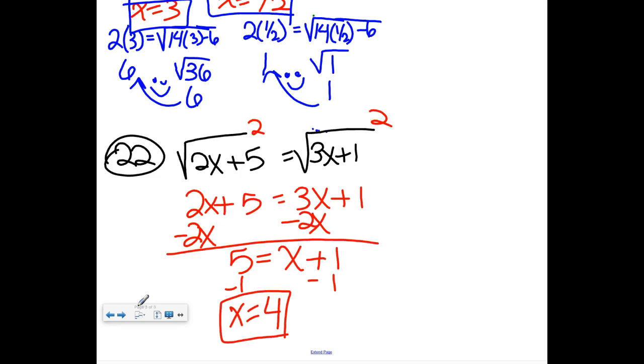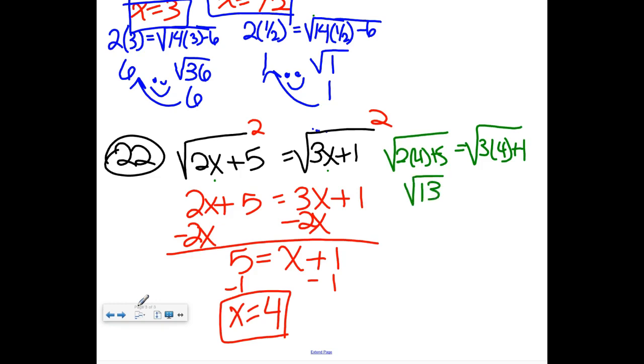Reminder, we're going to go back and check into our original problem here. So I'm going to have the square root of 2 times 4 plus 5, and the square root of 3 times 4 plus 1. Inside this square root, I have 2 times 4, which is 8. I have 8 plus 5, which is 13. So we have the square root of 13. And over here we have 3 times 4, which is 12, plus 1 is 13. And look at that, the square root of 13 equals the square root of 13.